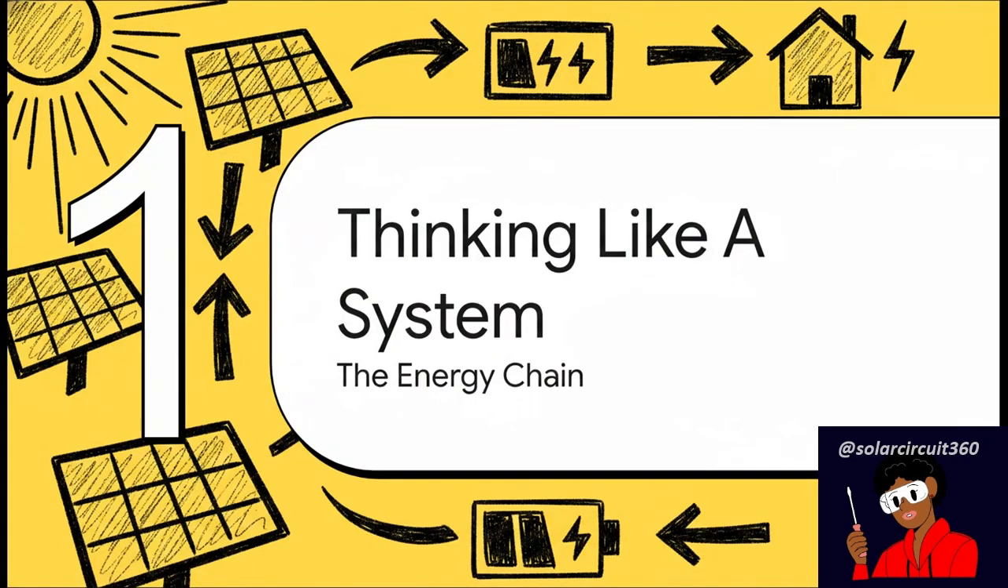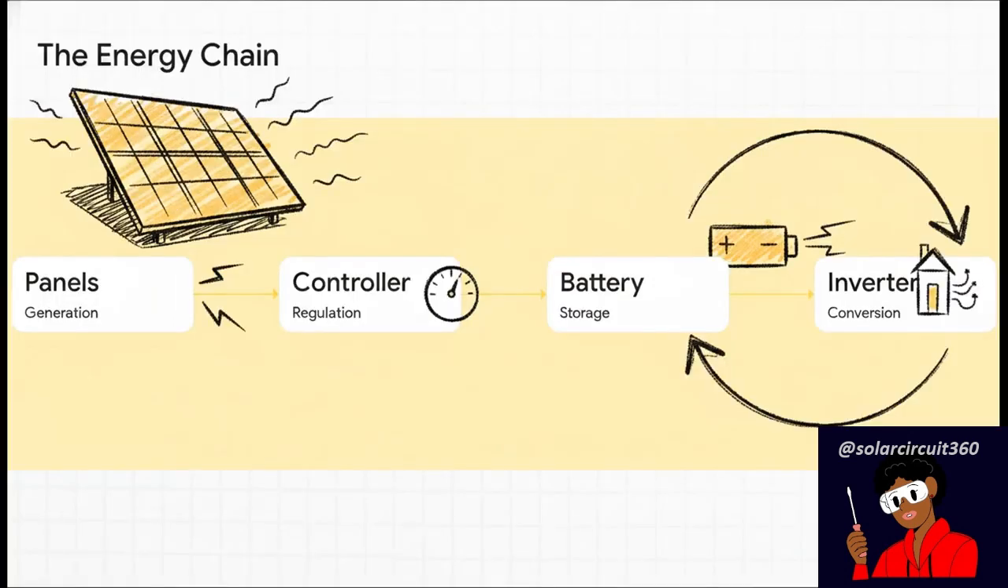To really get this right, you've got to stop thinking about individual parts and start thinking like a system. See, your solar setup isn't just a pile of components, it's an energy chain. Power flows in one and only one direction. And this slide lays it out perfectly. The journey starts at the panels where power is generated. Then it flows to the controller for regulation, gets stored in the battery, and finally, it's converted by the inverter.